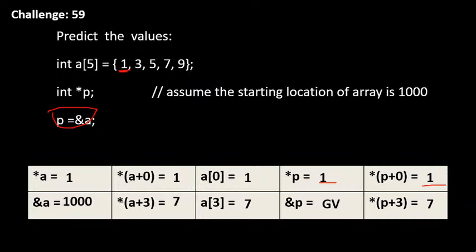Now coming to star A plus 3. This is 0, 1, 2, 3. So at 3 what is there? 7 is there. Similarly A of 3 is also 7. Ampersand P, that is the address location of P, that is not given, so that's why it's a garbage value. What about star P plus 3? Star P plus 3 is equal to 7 only. Why? Because I'm again pointing to the third. So 0, 1, 2, 3. So that is 7.